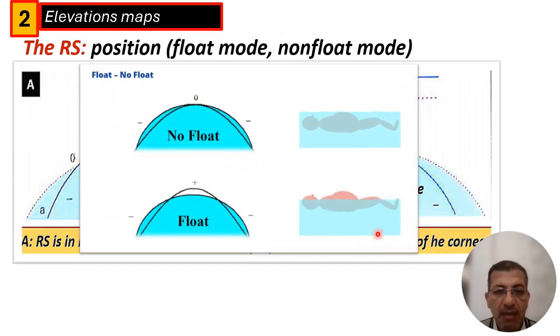This is exactly similar to the flotation of a person when he is in water. If he is freely floating in the water without any constraints, part of his body will be above the water and part below. This is called the float mode. And if there is a constraint, and we study the elevations of the surface in relation to the top of the water like this, this is called the non-float mode. So the reference surface should just touch the apex of the cornea.